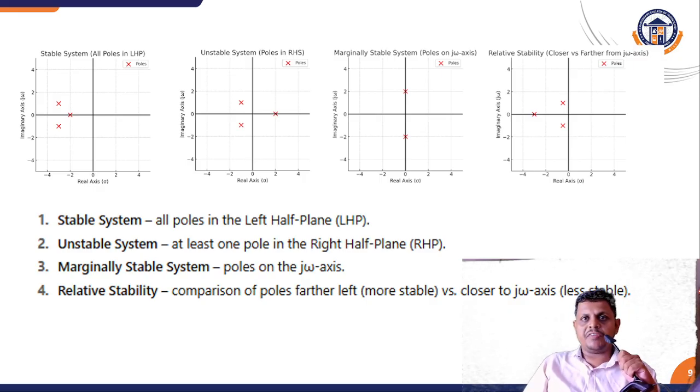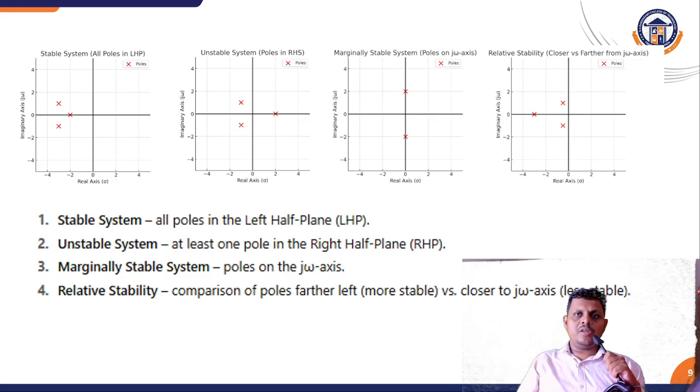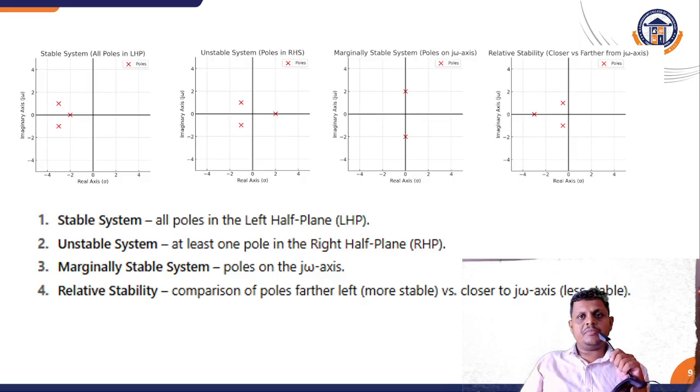For example, the first graph shows a stable system. In a stable system, all the poles are in the left half plane. In an unstable system, that is the second graph, at least one pole is in the right half plane, remaining are in the left half plane. At least one pole in the right half plane means it is an unstable system. And in a marginally stable system, the poles are exactly on the jω axis, that is the imaginary axis. Poles exactly located on the imaginary axis means it is considered a marginally stable system.